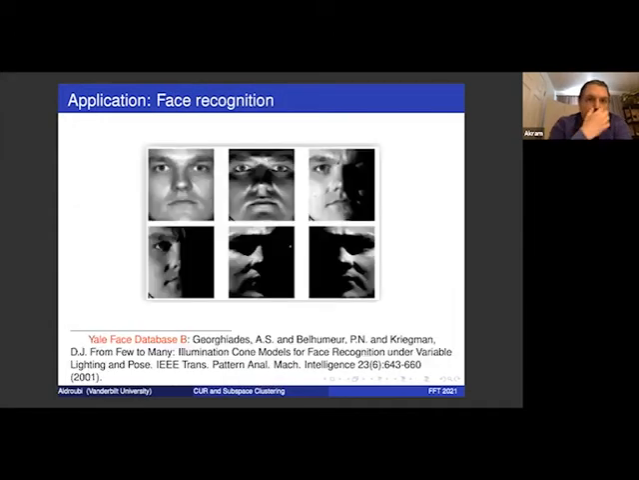So another application is face recognition. Basically, this is an image taken of the same person, but at different illumination, and possibly sometimes different poses. So how can you recognize that this image and this image and this image actually belong to the same person? This is another problem that is connected to the subspace clustering problem. I will not talk about this, maybe I will just allude to it at the end, to explain why this is the case. But those are two problems that are related to the subspace clustering problem.